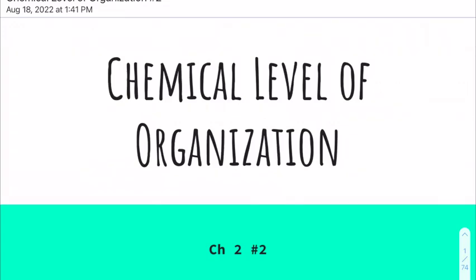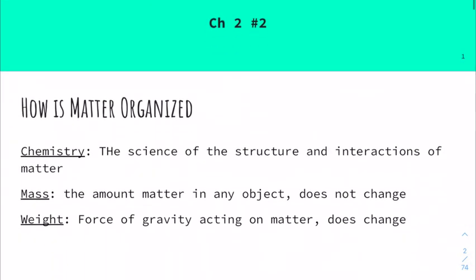Hello, today we are going to explore Chapter 2, the chemical level of organization within the body. So let's look, how is matter organized? First, we're going to look at the chemicals, or the chemistry, which is the science of the structure and interactions of matter. So today, most of the lesson is about chemistry. There's a little bit of physics, but it's mostly chemistry. And when we're talking about chemistry, we're always talking about mass and weight.